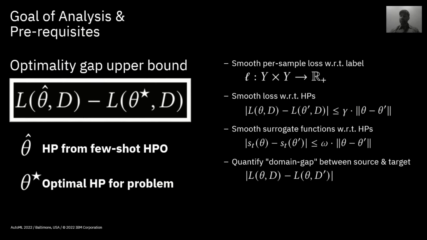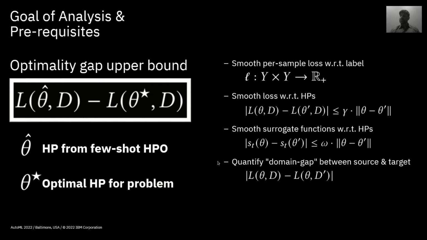HPO solution in terms of bounds on the optimality gap, which is the additional loss of the selected hyperparameter theta hat over the optimal hyperparameter theta star. Bounds on the optimality gap are characterized with respect to smoothness of the various functions involved, such as the per sample loss with respect to the true label and model predictions, the HP loss L theta D with respect to the hyperparameter theta, the surrogate function with respect to the hyperparameter theta.